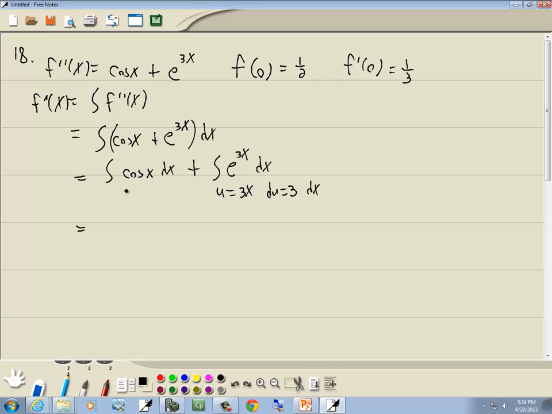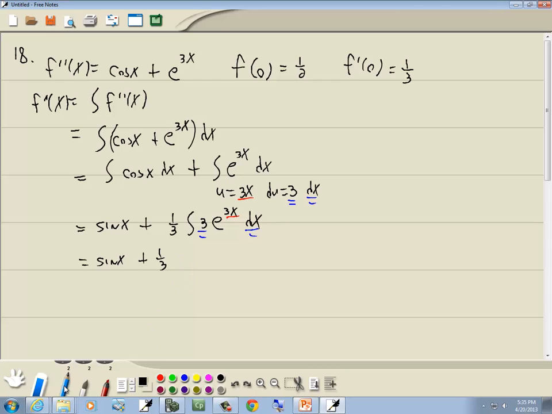Well, the integral of cosine is sine. So we'll have sine x plus, we need a 3 inside, so we'll offset it with a 1/3 out in front. 3e to the 3x dx. So the 3x matches with the 3x there. 3 dx, all that matches. So we get sine x plus 1/3 e to the... I'm going to skip steps.